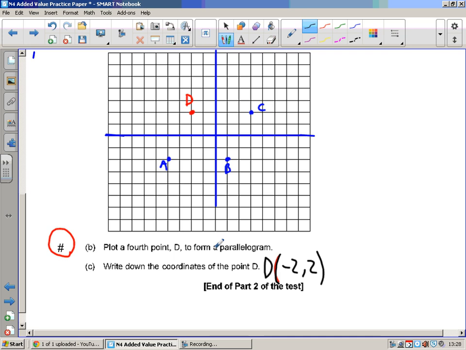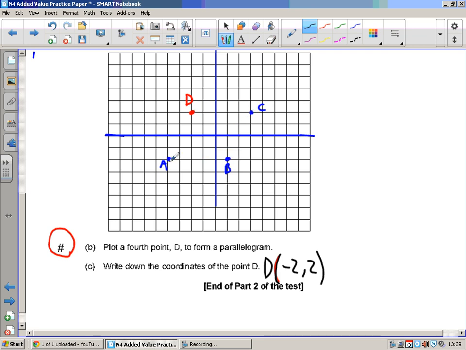Plot a fourth point D to form a parallelogram. What is a parallelogram? A parallelogram is a pushed over rectangle. So, what do we know about pushed over rectangles? We know that this side here will be the same length as this side here. So, from A to B is 5. And the distance from C to D will also be 5. Therefore, I know that's my point D, so I'm not doing any sort of crazy random guesses.